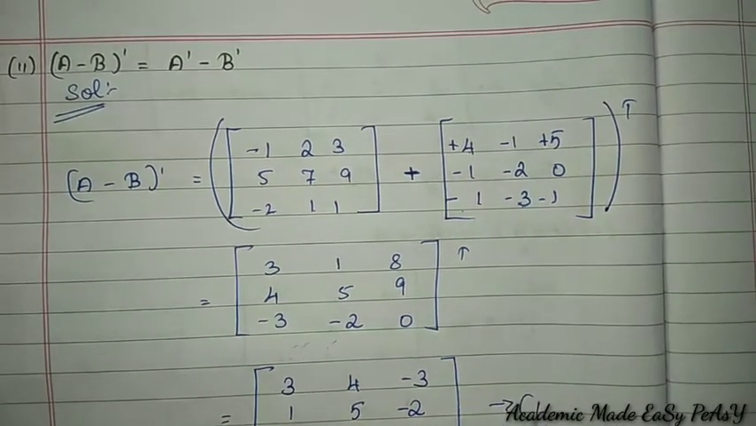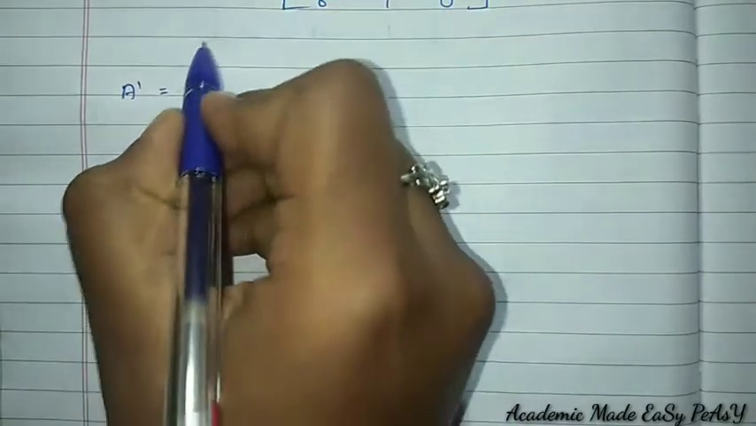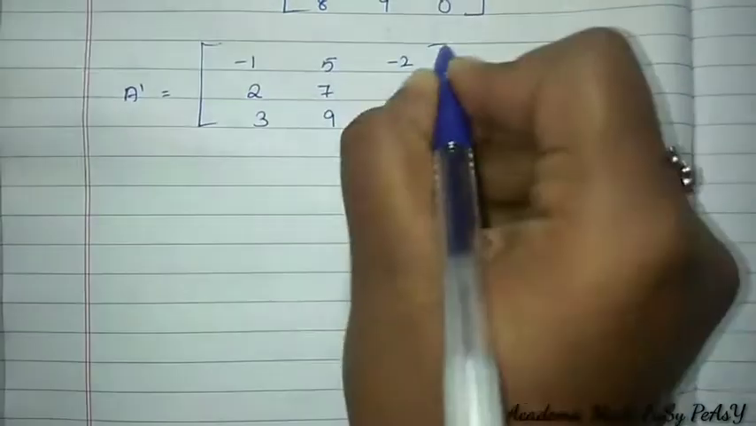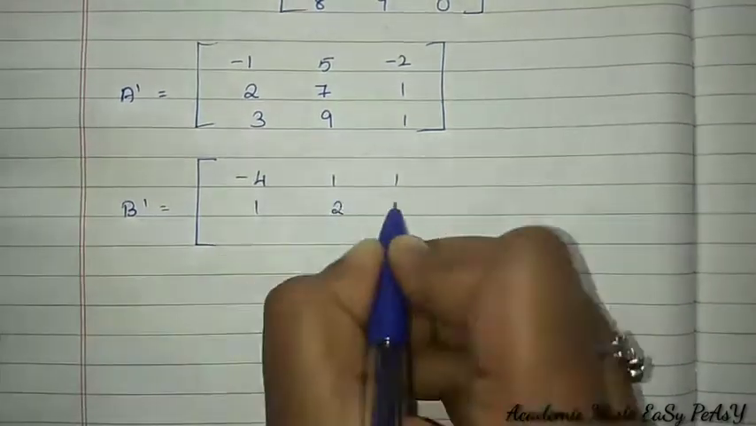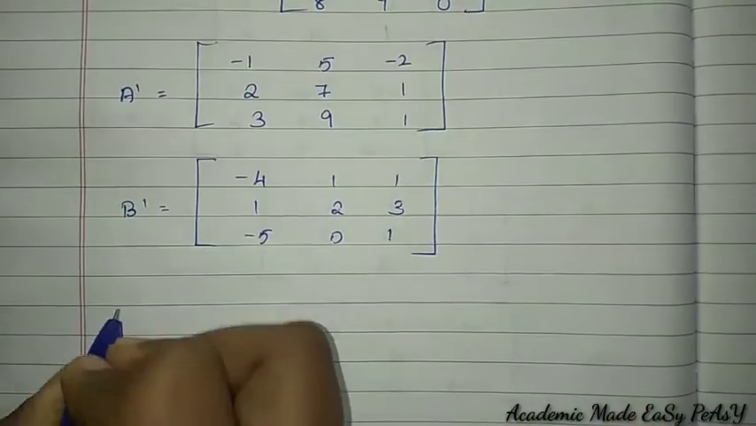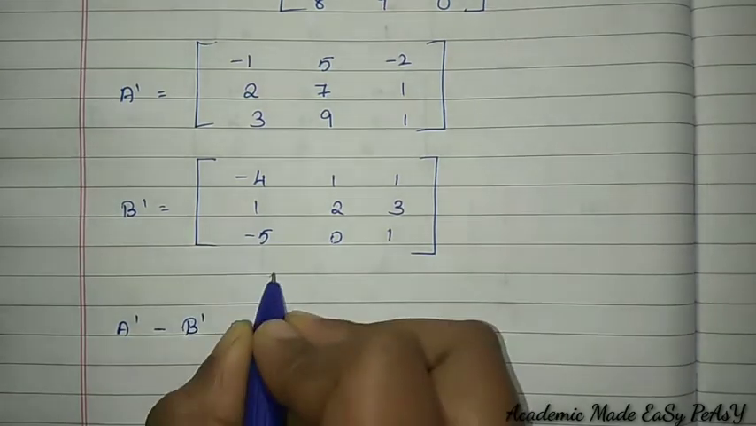Let this be equation 1. So now I will move on to the second part of the question. I will be finding A transpose and B transpose. So A transpose, so my B transpose is equal to. So I will be subtracting these two. So A dash minus B dash is equal to.